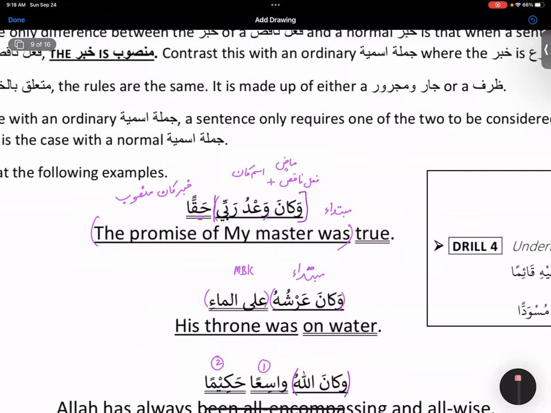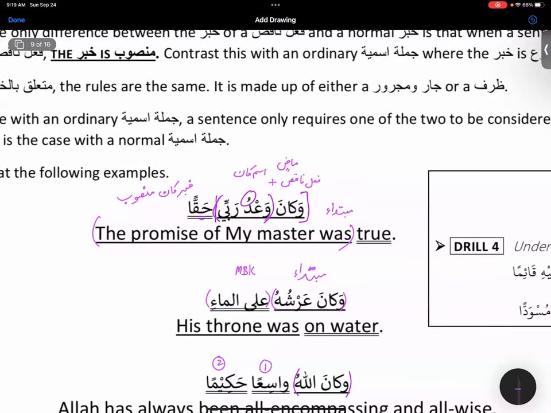So where is my mubtada? In that case, the mubtada is going to be Kana and its ism together. When I'm looking for the ism of Kana, I should know that it should be rafa in status. Wa'du is rafa. And then I cannot just take Wa'du, because I know that Wa'du is mudaf. If it is mudaf, then it might have a connection with the next word. Rabbi is the mudaf ilayhi of it. And then Rabbi again is mudaf and ya is mudaf ilayhi. So they are all together. That means that is the ism of Kana.